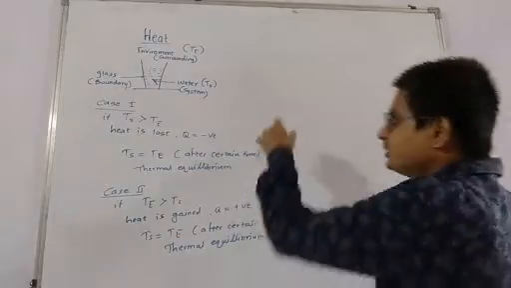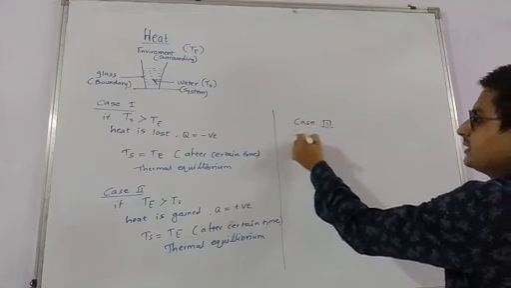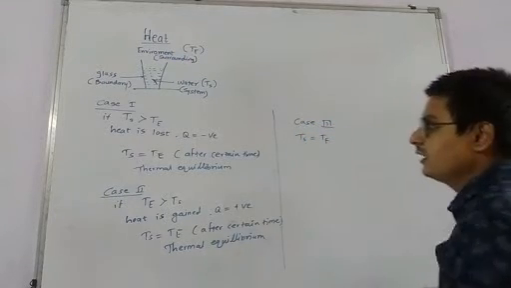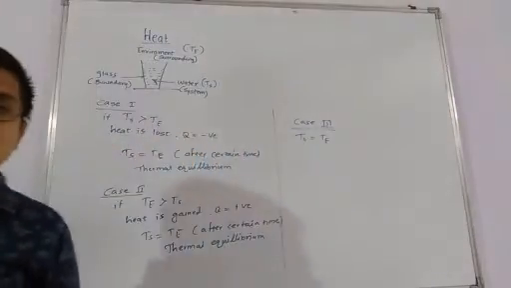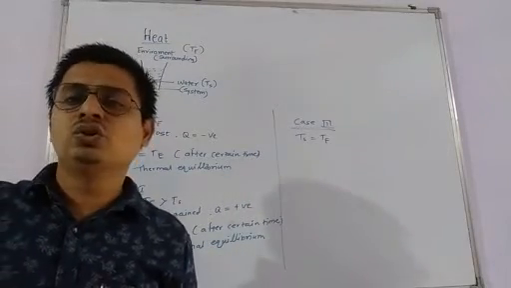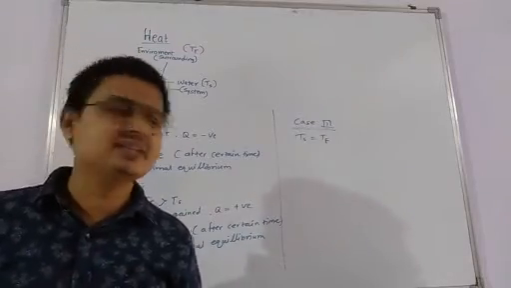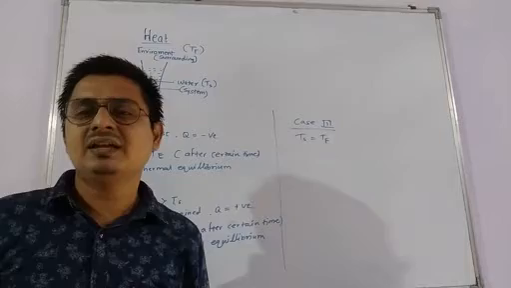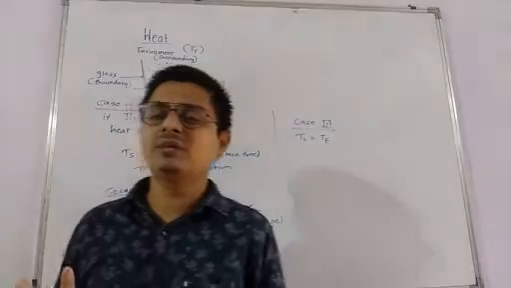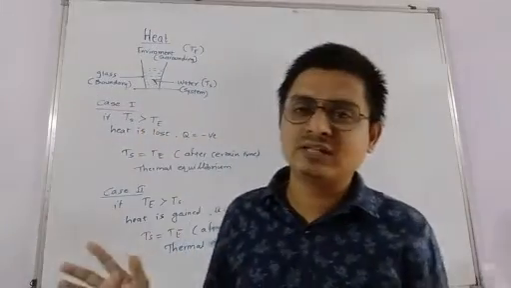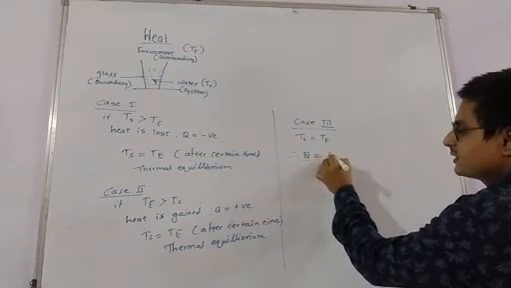Now in case number 3, Ts is equal to TE. In this case there will not be a transfer of heat either from system to surrounding or surrounding to system. The basic reason is that since they have the same temperature, the systems are said to be in thermal equilibrium. And we know that if a system is in thermal equilibrium, there is no transfer of heat. So in this case we can say Q is equal to 0.